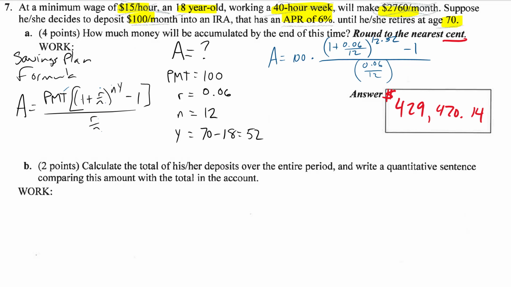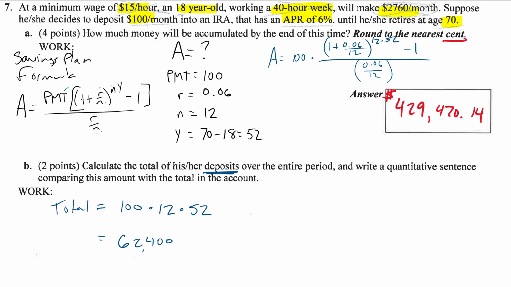Okay, so calculate the total of the deposits over time. Well, the total is just going to be the amount of deposits over the entire period. That's going to be equal to $100 a month times 12 times a year, and then you do that for 52 years. So calculate that out, that's 62,400, and that's the total amount. Is that what we needed to do?